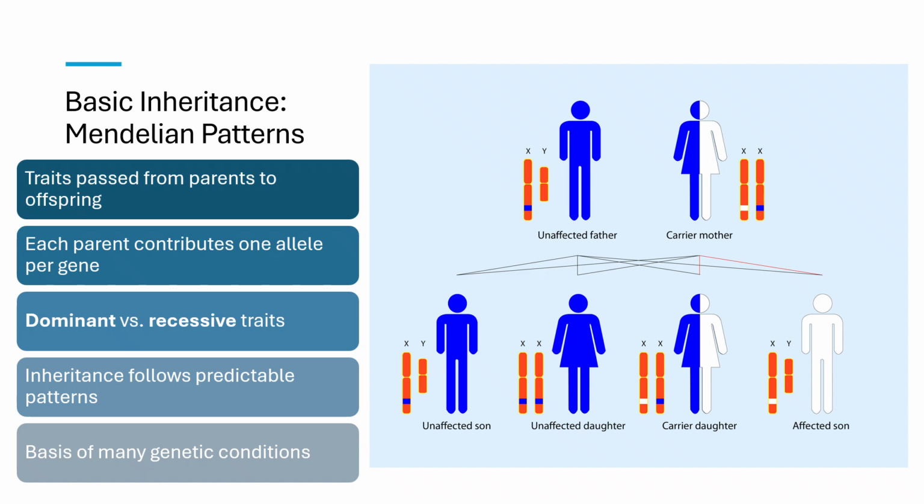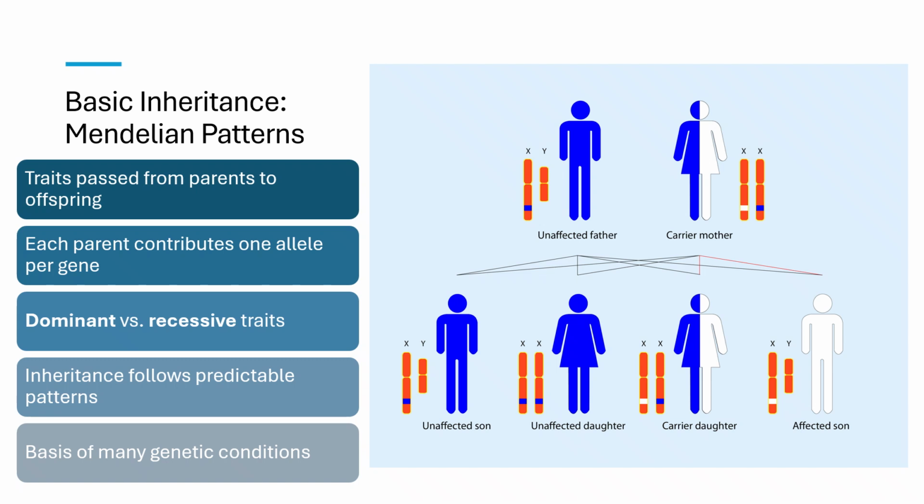In Mendelian inheritance, traits are passed down through genes from both parents. Each person has two copies of every gene, one from the mother and one from the father. These copies are called alleles. If the alleles are different, the dominant one usually determines how the trait appears, while the recessive one may be hidden. These inheritance patterns, dominant or recessive, help us understand how traits and genetic conditions are passed through families.